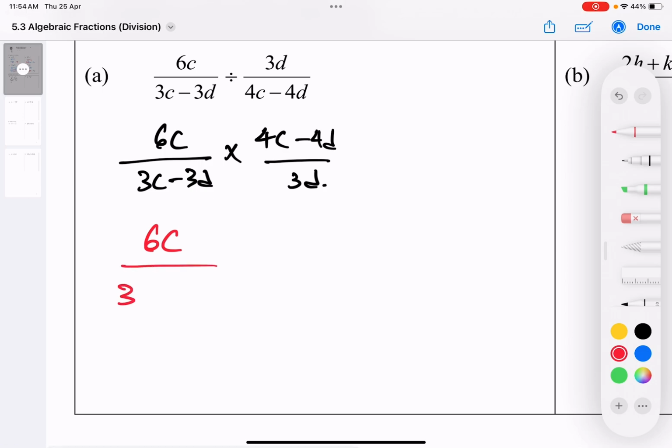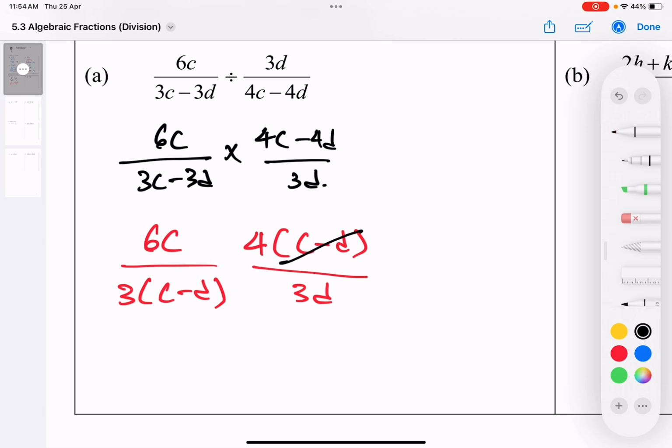So 6c over 3, c minus d. Then how about the top? 4c minus 4d, what is common? 4 is common, good. So I pull out a 4, c minus d. Once you get here, you can start to cancel away. You see that you have the same term here and here, so cancel away. What is left behind are just numbers which you can enter in your calculator.